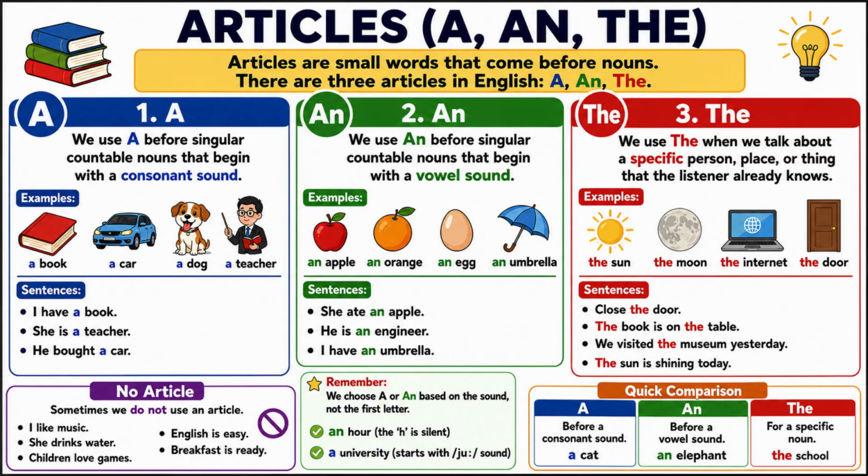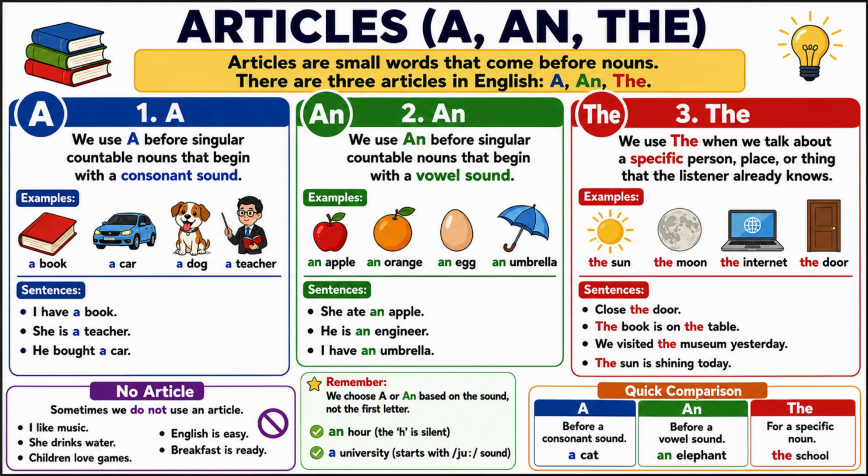Today, we're going to learn one of the most important grammar topics in English: articles, a, an, and the. These are small words, but they make a big difference in speaking and writing correctly. Many English learners find articles confusing, but don't worry. In this lesson, I'll explain each one in a simple and easy way with clear rules, useful examples, and practical sentences. By the end of this lesson, you'll know when to use a, when to use an, when to use the, and when not to use an article at all. So, grab your notebook and let's get started.